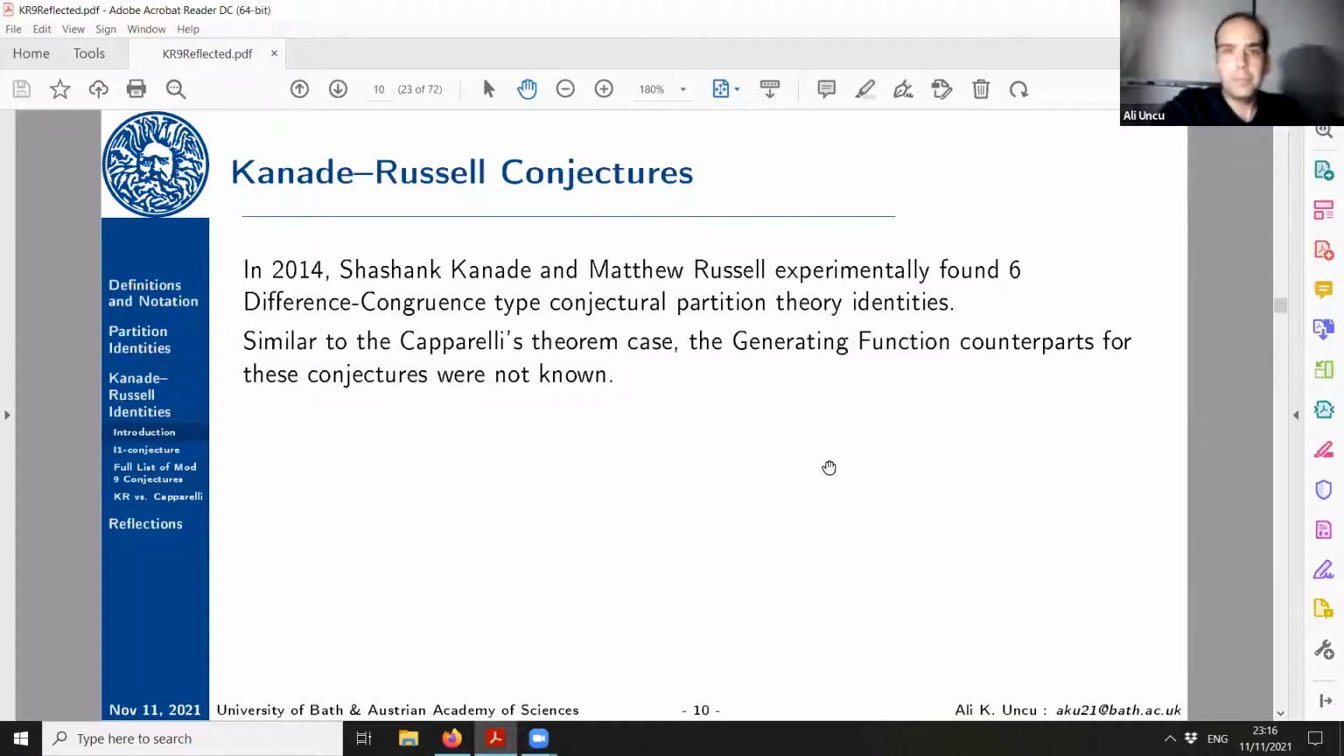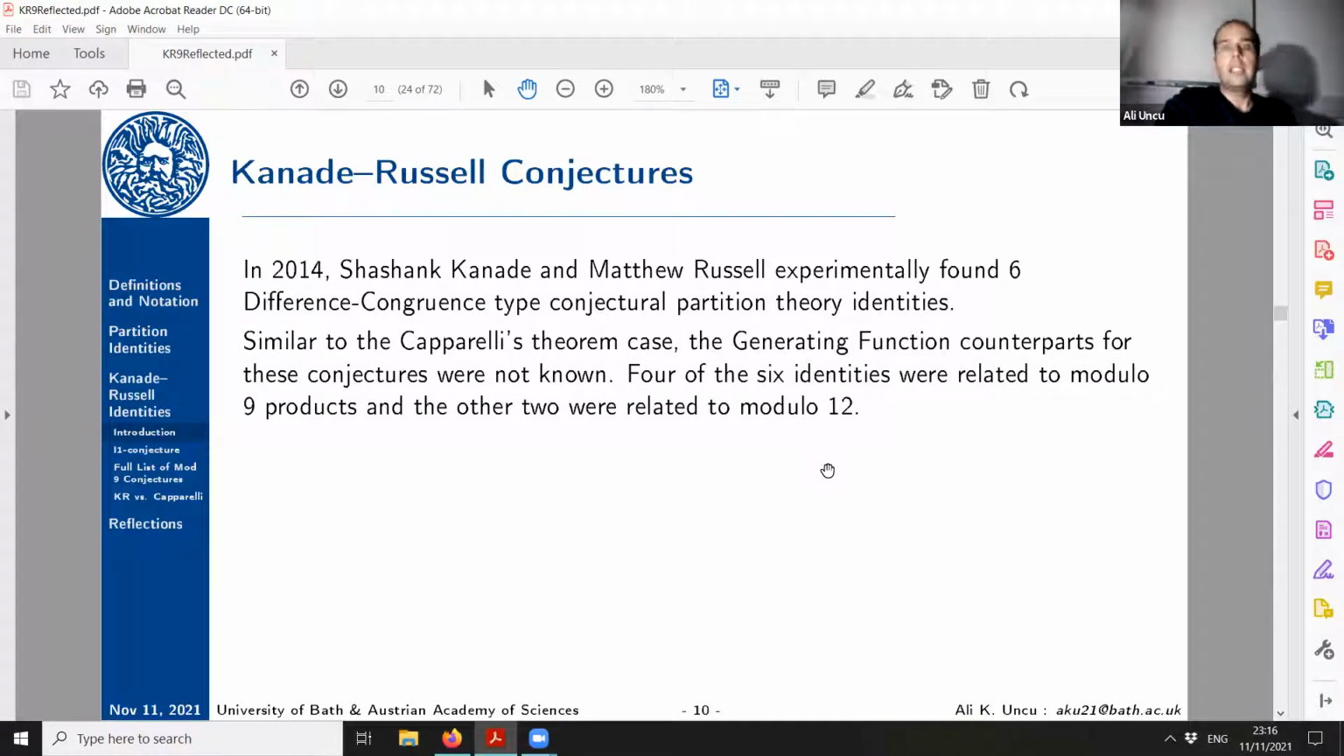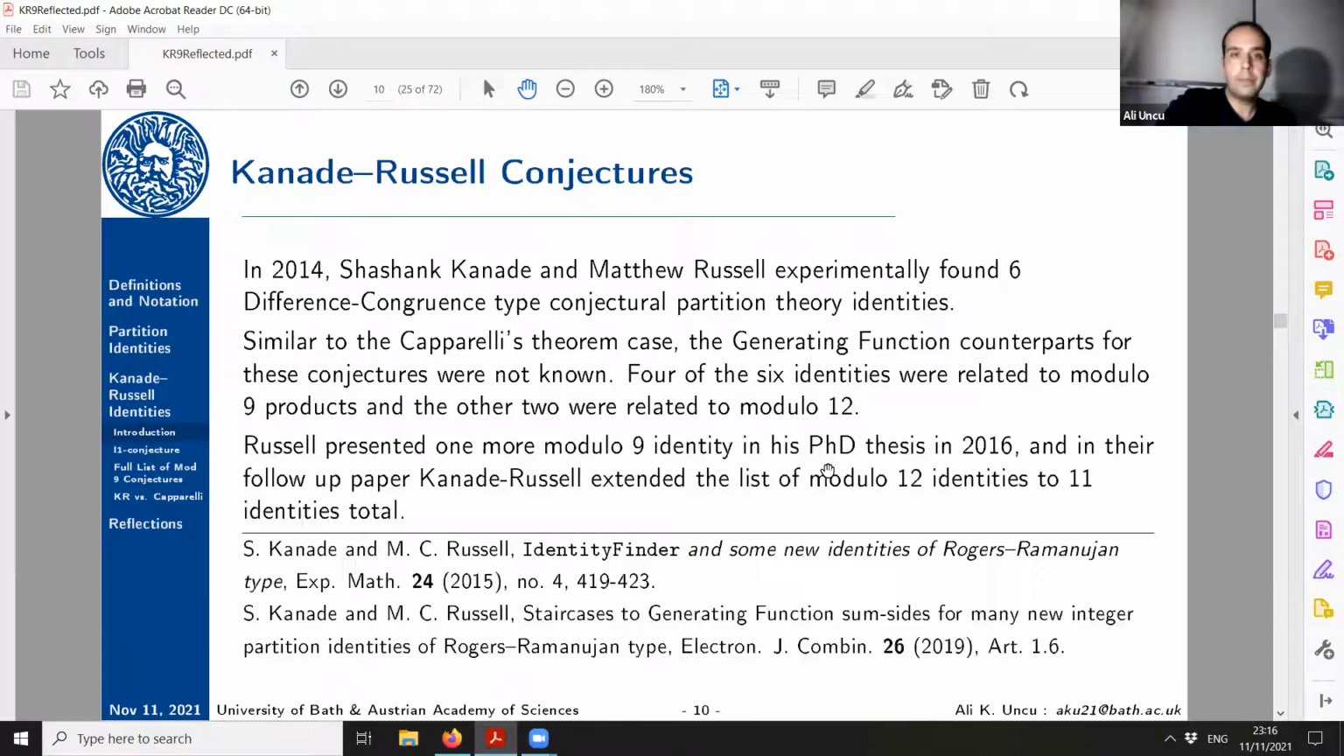Okay, well, as I said, 4 of these 6 identities were modulo 9, and 2 were related to modulo 12. And Russell later presented one more modulo 9 identity in his PhD thesis. And in their later paper, Kanade and Russell extended their list of modulo 12 identities to 11 identities total. So I should note this here. These 11 identities total, they're all proven now. So modulo 12 identities are proven.